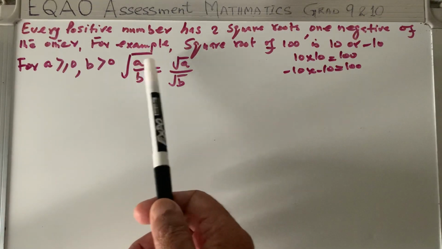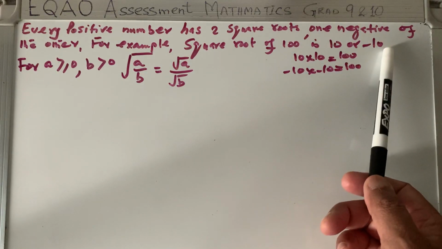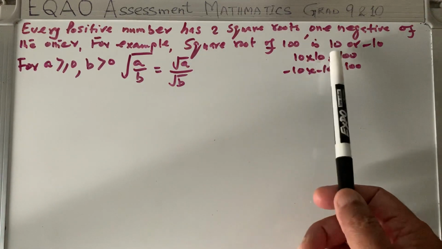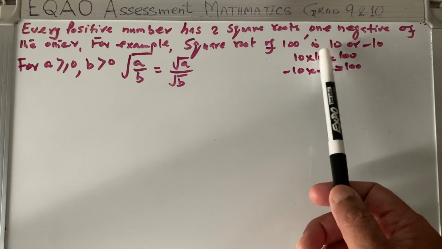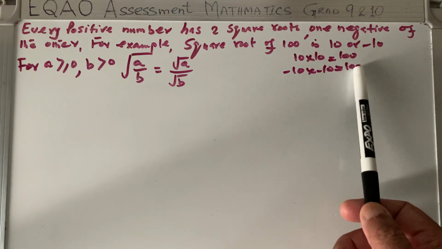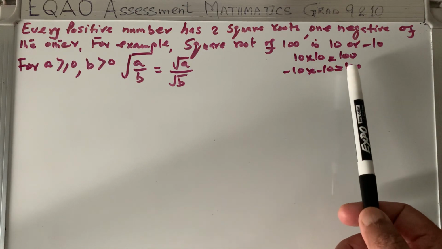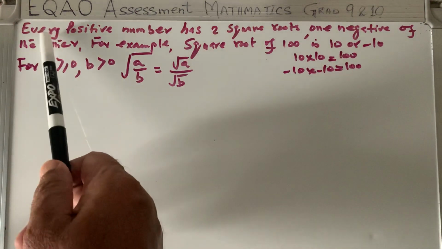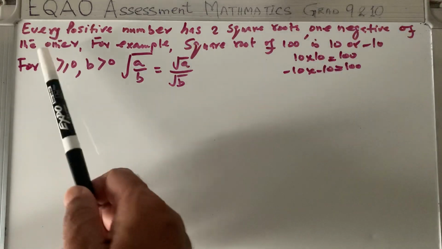For example, square root of 100 is 10 or minus 10, because when we multiply 10 with 10, plus 10 times plus 10 makes it 100, and minus 10 times minus 10 makes it 100, because negative times negative is positive. So that means every positive number has two square roots, one negative of the other.